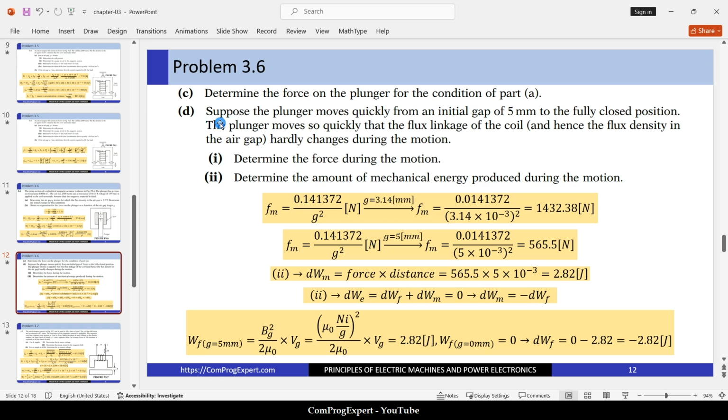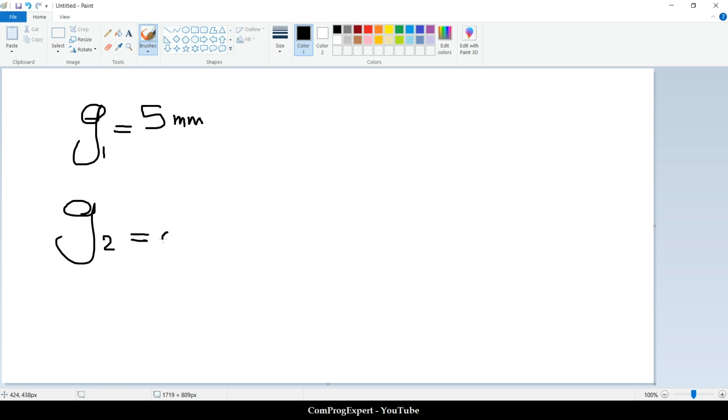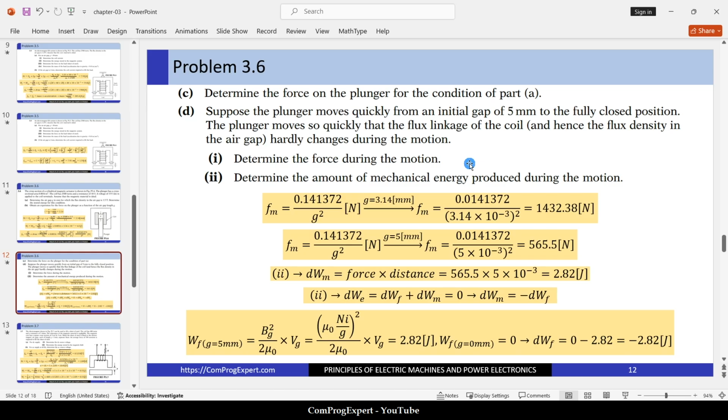Part D. Suppose the plunger moves quickly from an initial position, gap 5 millimeter, to fully closed position. So suppose the air gap thickness is... The first case, excuse me, is 5 millimeter. This is the condition 1. In the condition 2, the air gap thickness is 0. So we have a quick movement.